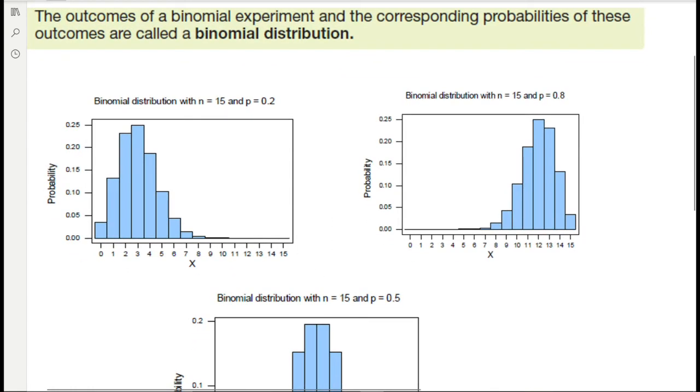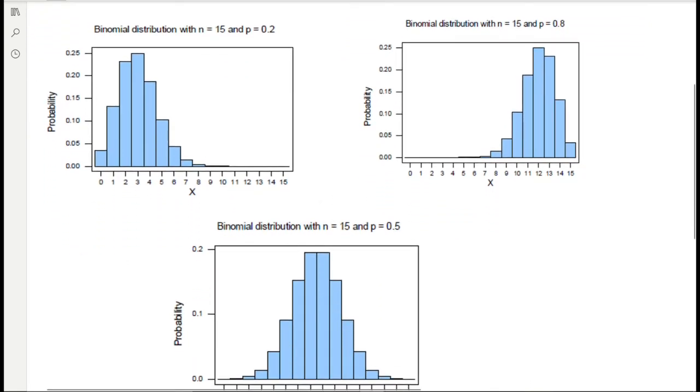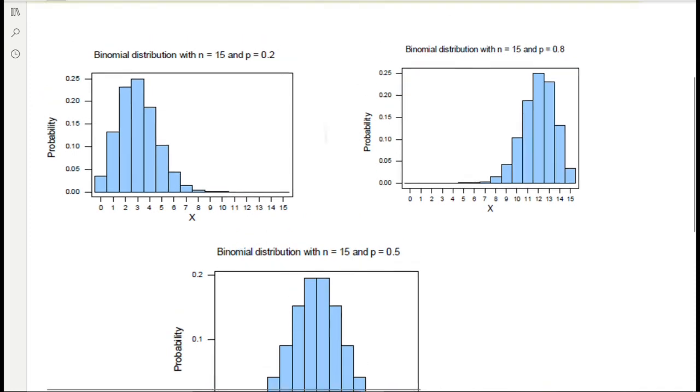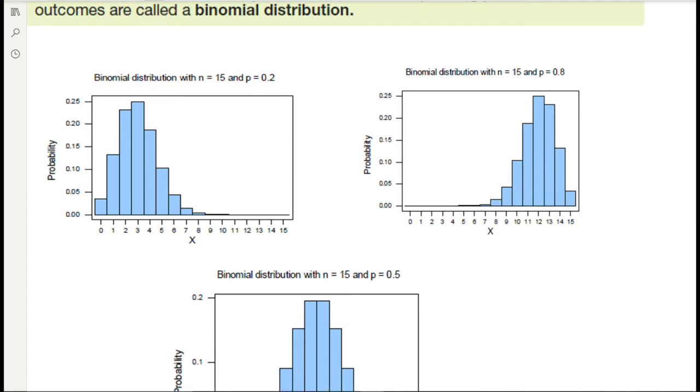Now I went ahead and provided a couple of graphs so that you can see what the binomial distribution actually looks like. Notice, this is the binomial distribution for different numbers of trials and different probabilities of success. Note that the P here is the probability of success, and this is the number of trials. Remember that one of the requirements is that the number of trials must remain fixed for a binomial experiment. So in this case, n equals 15, a fixed number of trials.